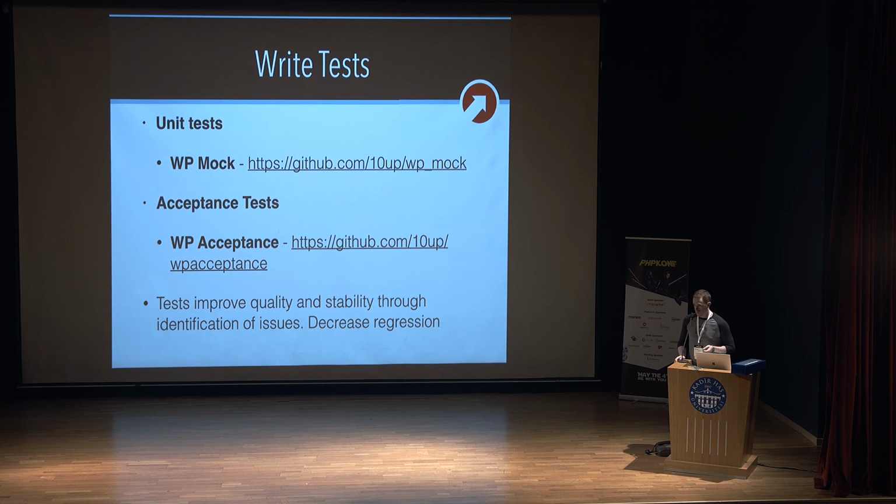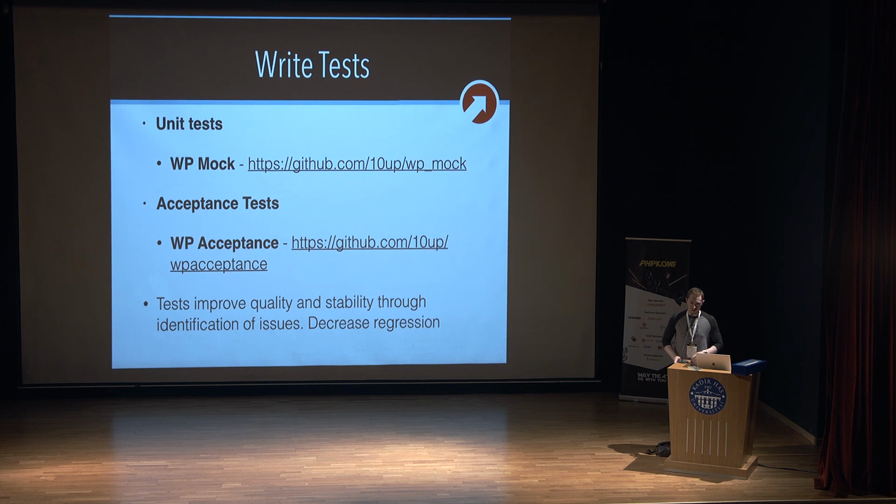Acceptance tests, I think, are super important. We have a project we've recently released called WP Acceptance, which is an acceptance testing framework for WordPress. It's really, really powerful, really interesting. It works in your CI pipeline. Definitely check that out. We find that tests improve quality and stability, help us identify issues, and overall decrease regressions in the code base and bugs that we push to production.